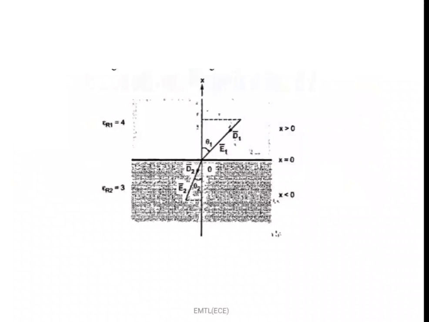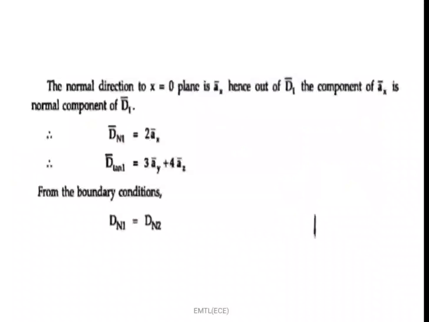So basing on that permittivity here, this is the D1 vector, 2 ax bar plus 3 ay bar plus 4 az bar. From this electric flux density value, the normal one is 2 ax bar, which is the component that is ax, which is normal to the boundary. So that's why D normal is equal to 2 ax bar, and the remaining ay and az components represent the D tangential 1. So that D tangential term is equal to 3 ay bar plus 4 az bar.